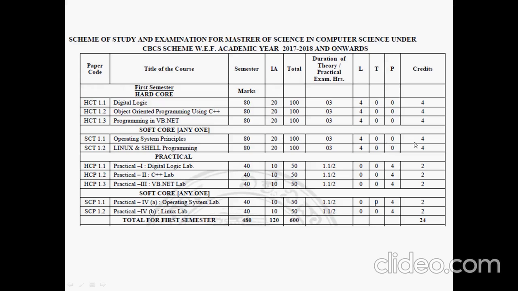Similarly, in the practicals, we have the hardcore practicals: digital logic lab, C++ lab, VB.NET lab for 50 marks each, 40 external and 10 internal marks, and 2 credits for each lab. In softcore, based on the paper selected by the candidate, an operating system lab or Linux lab will be conducted for 50 marks, 40 external and 10 internal.